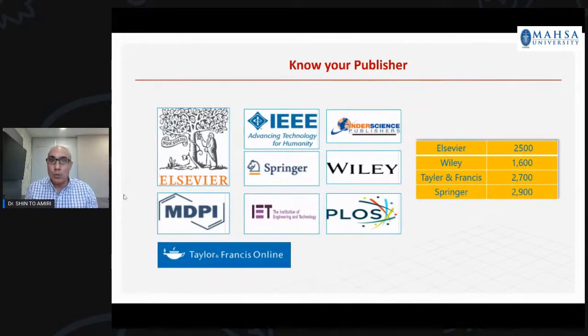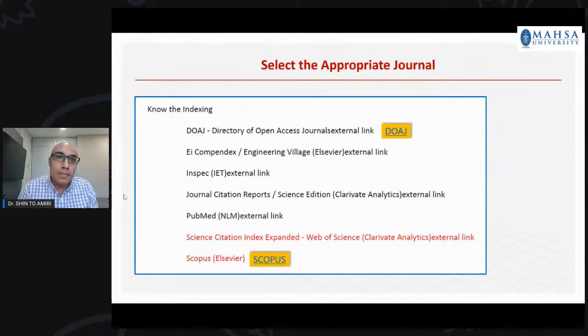So you might have another option in Springer, or some other options in IEEE or Wiley or Taylor and Francis. So you need to know which publisher can really suit your article, right? So after that, you need to select the appropriate journal by knowing the index.